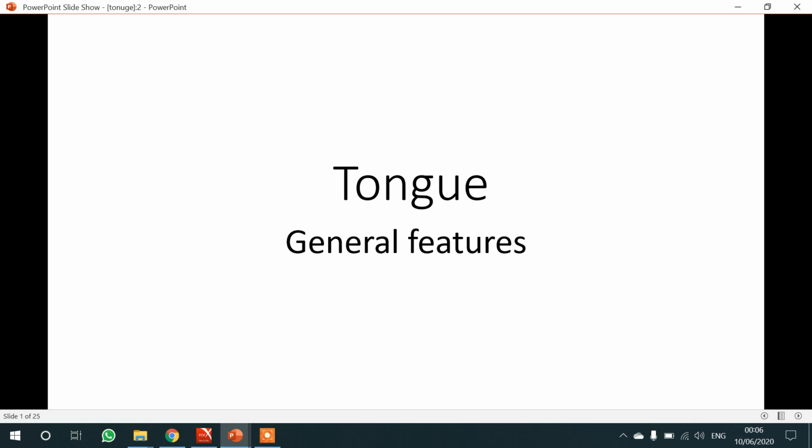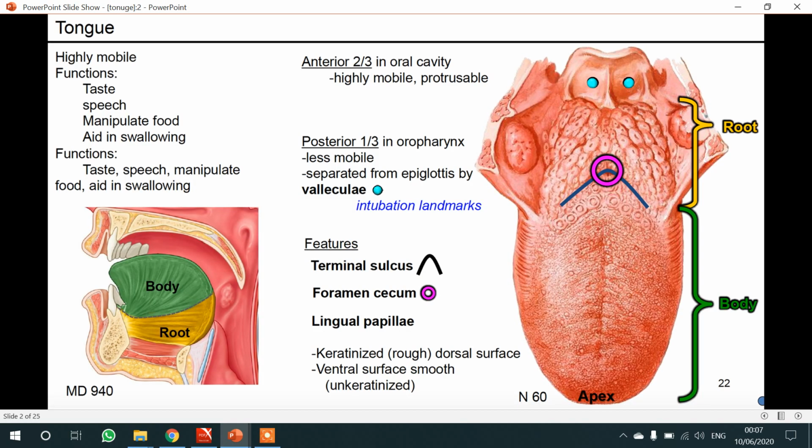This is the video I'm going to do about the tongue. I would divide this topic in two videos. First video is about the general features and muscles of the tongue, both intrinsic and extrinsic. So let me start with the tongue general features.